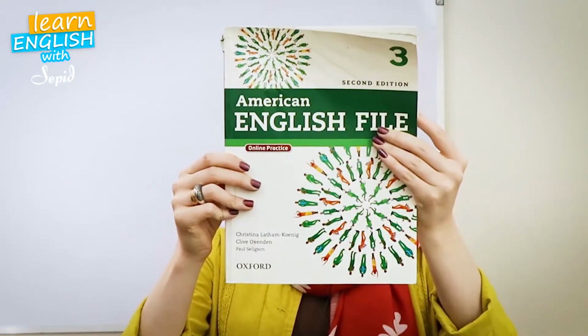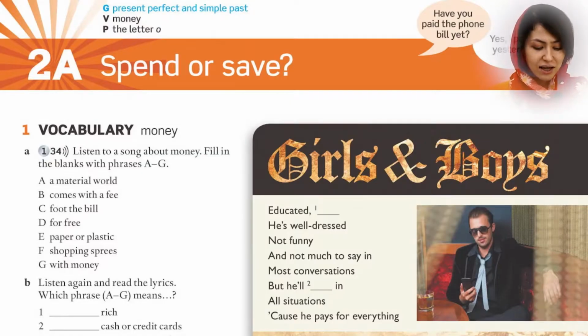Today we are gonna work on American English File 3, Unit 2A. Okay, let's get started. But before we start that, check the link above for the previous sessions. So today we are gonna work on 2A, Spend or Save, on page 13 of American English File 3. Let's get started.